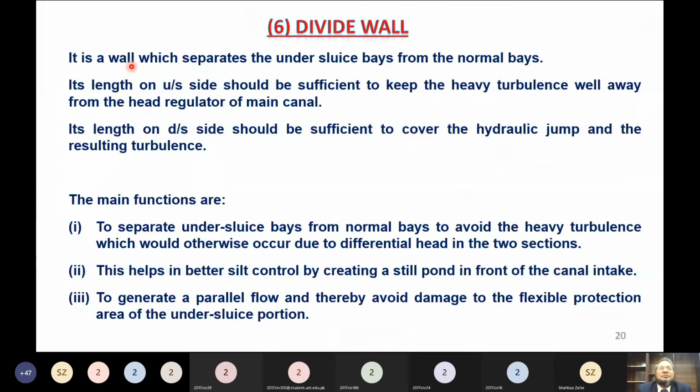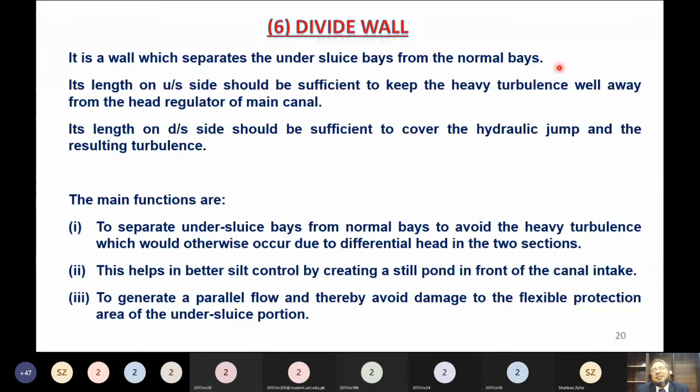It is a wall which separates the undersluice bay from the normal bay. So there are undersluice bays and normal bays, and this wall basically separates these two.